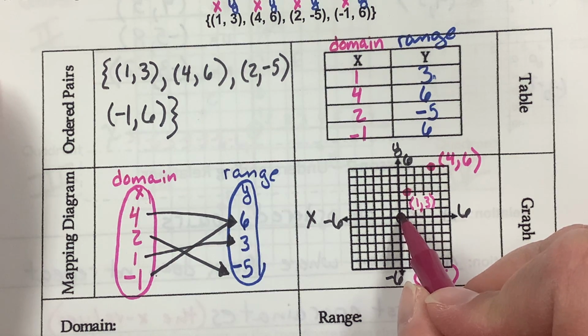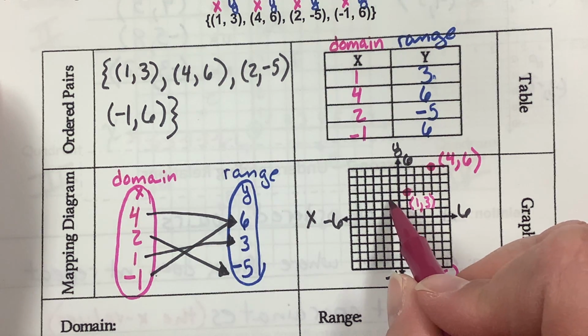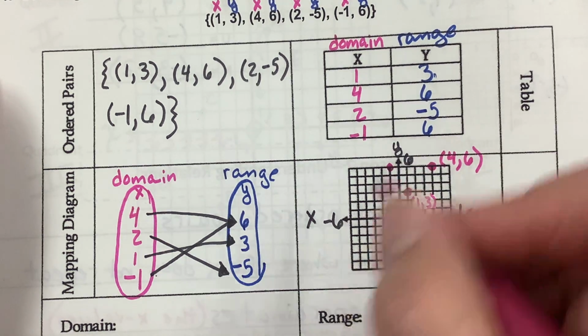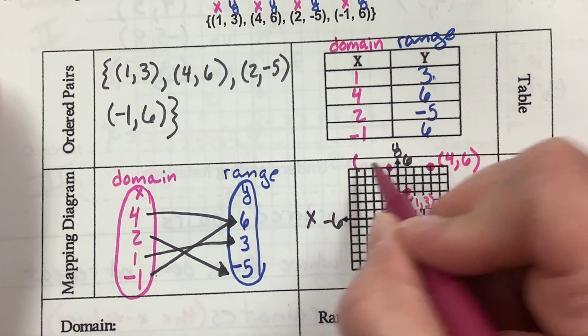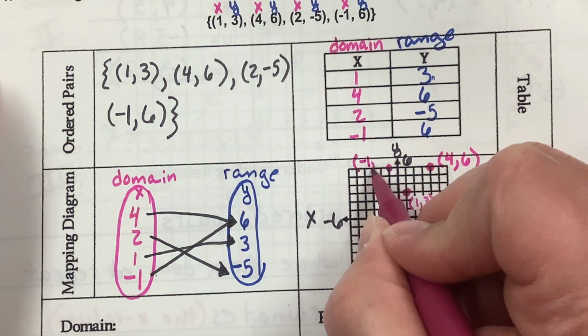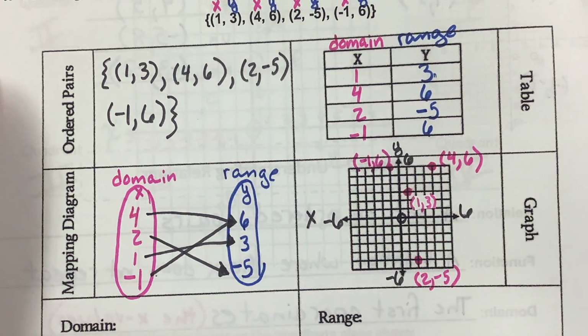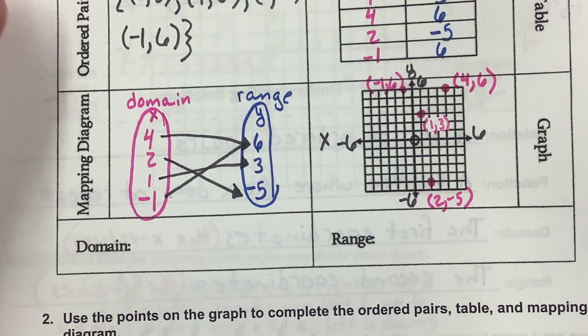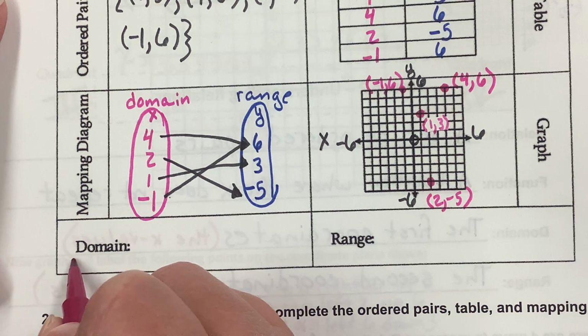Start back at (0, 0) again. -1, then 1, 2, 3, 4, 5, 6. I have a point up there, and that point is at (-1, 6). So I labeled all my points. And down here where it says domain and range, the domain is my x values.